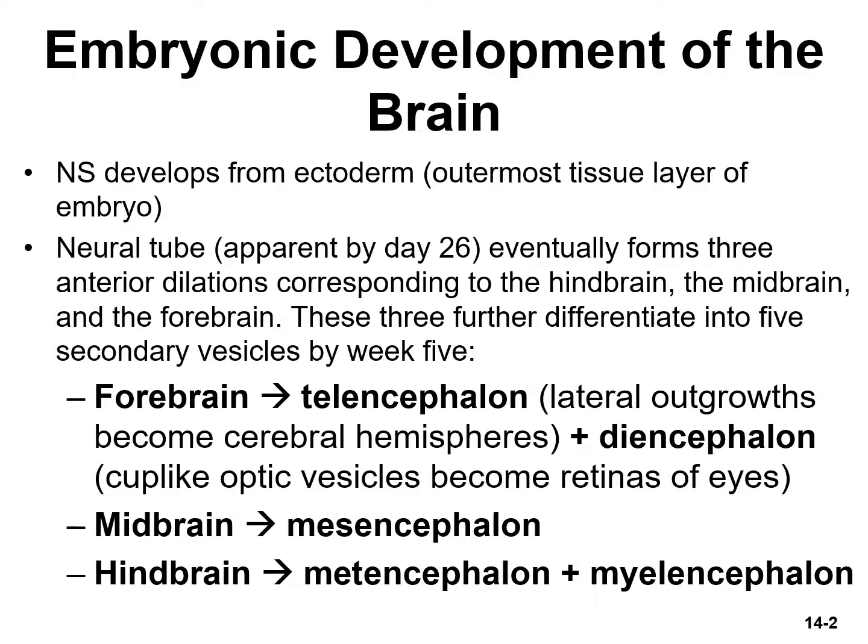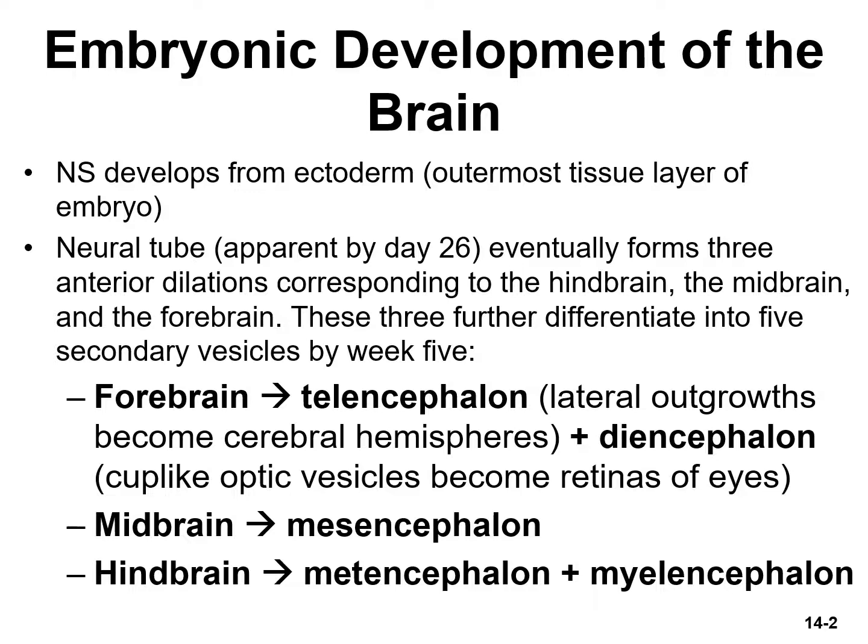But there's a structure known as the neural tube, which is apparent by day 26, and that eventually forms 3 anterior dilations that are going to correspond to the hindbrain, the midbrain, and the forebrain. Now, a dilation is basically just a swelling. So those are going to form the major parts of the brain, this basic neural tube that is to develop into our brain. So these 3 are going to further differentiate into 5 secondary vesicles by week 5.